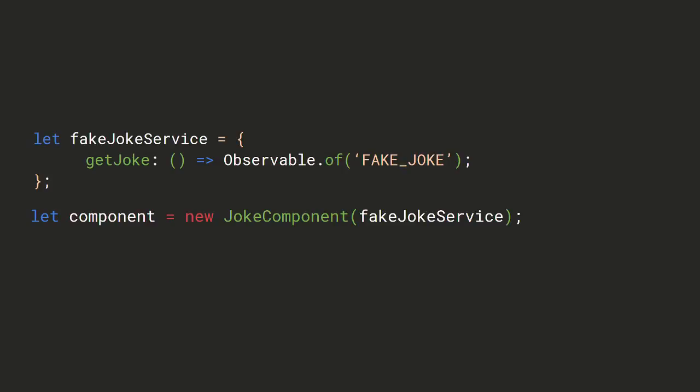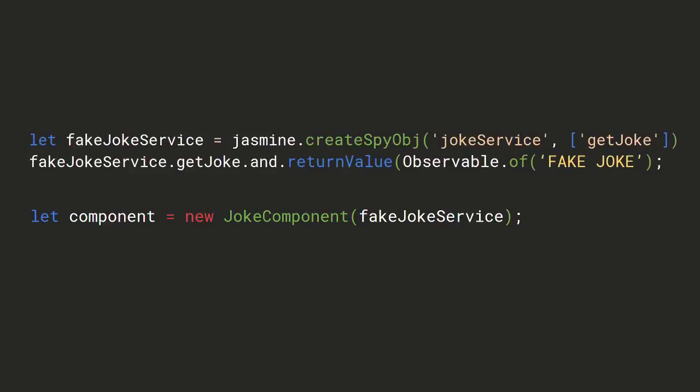So I can just create a fake object and put the method that my test requires onto that, and then give it a return value that I know about, and then I can test against. So that's one method of managing our dependencies. But Jasmine helps us out. Jasmine has a test double called spies. And what I can do with Jasmine is I can create a spy object, and I can say, go and create me a joke service and put a getJoke spy on that service. And then I can say, when the getJoke method is called, go and return me this value. So they're the two different methods. We can either use a fake object or we can use Jasmine spies.